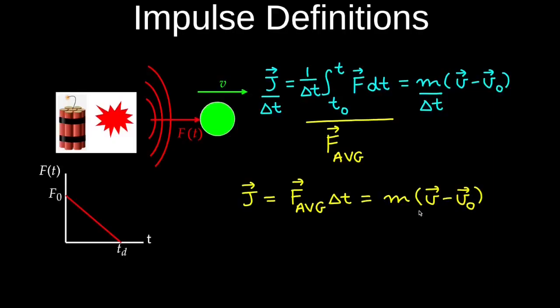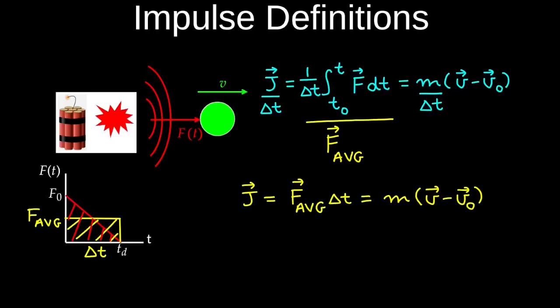So therefore this defines an equivalent impulse where the area under the curve, given by the average force by delta t, is equal to the area under the curve given by our original impulse. So therefore the impulses are equivalent.